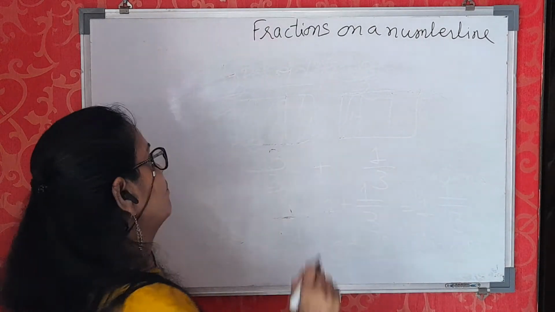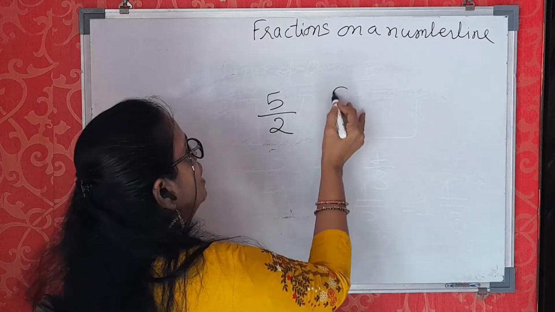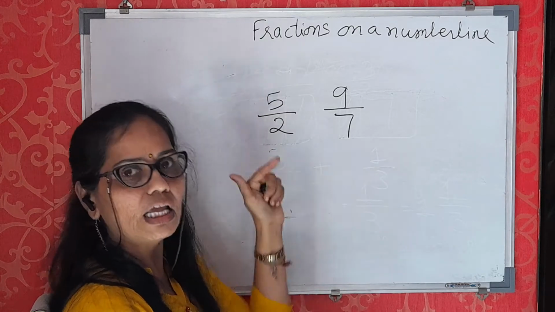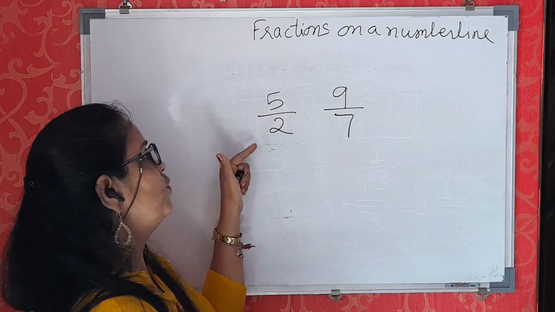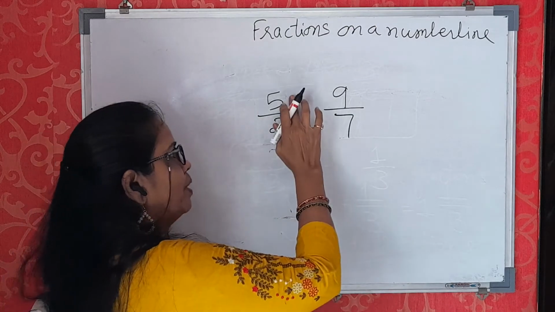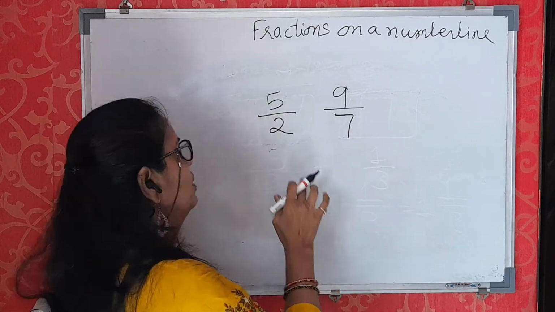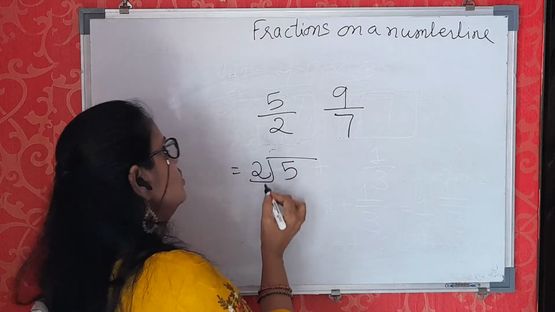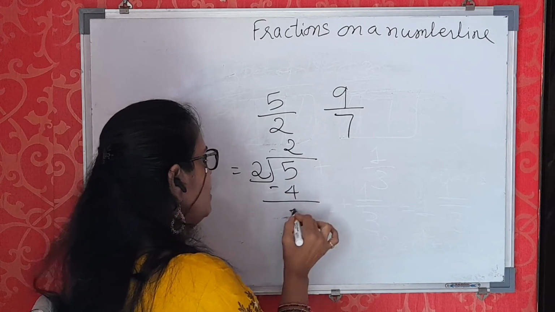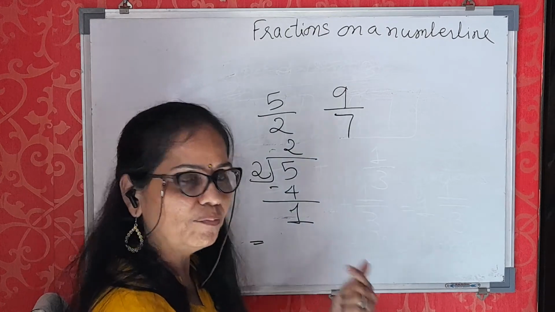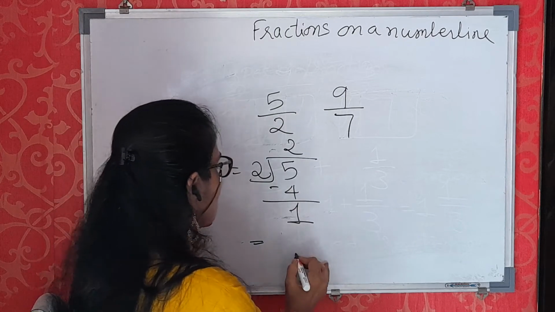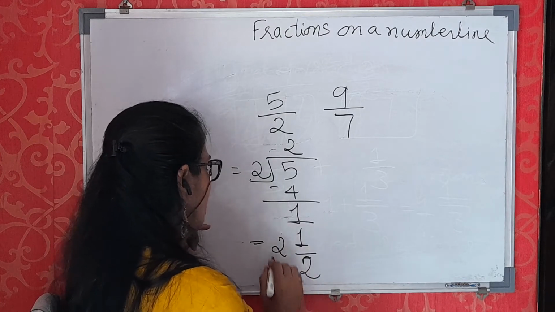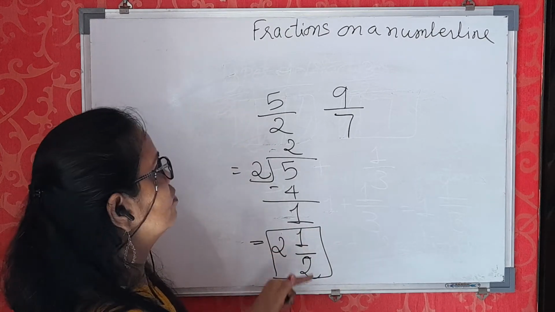Suppose your improper fractions are 5 upon 2 and 9 upon 7. You have to always convert an improper fraction into a mixed fraction. Improper means your numerator is bigger than the denominator. So 5 upon 2, that means you will divide 5 by 2. 2 2s are 4, your remainder is 1. How will you write it as a mixed fraction? Your divisor will be 2, your quotient will be 2 and your remainder will be 1. So you will write 2 integer 1 upon 2.